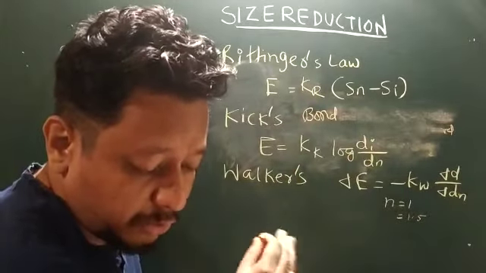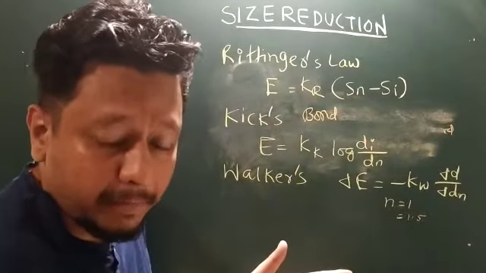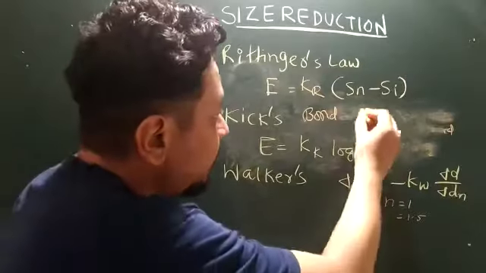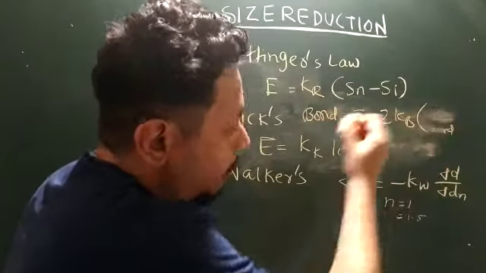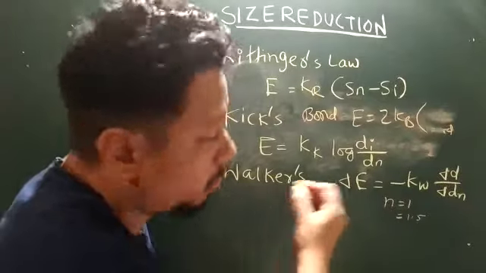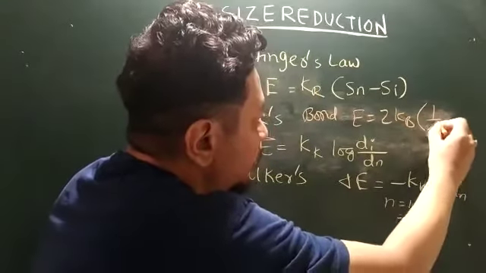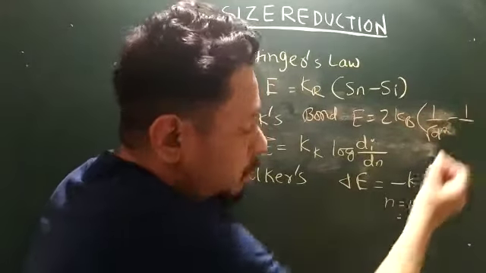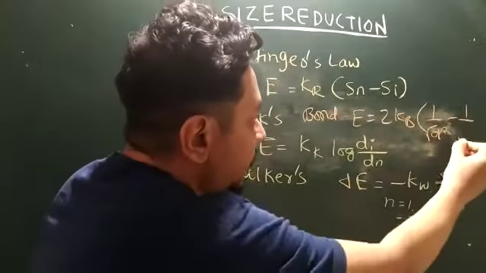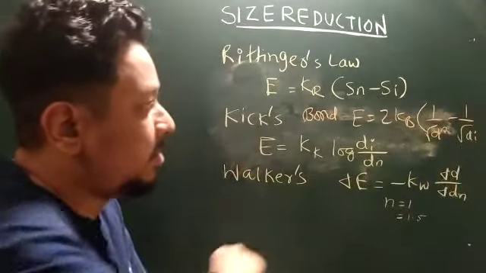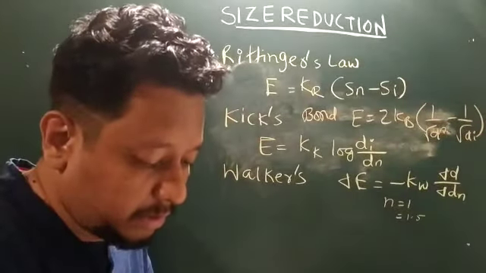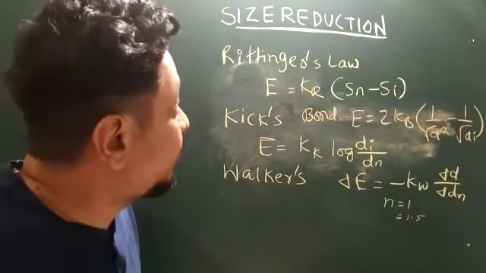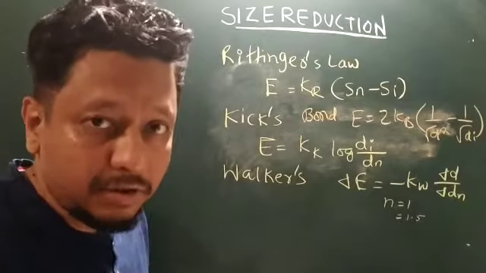What is that? Bond's theory is useful for the rough milling process. That is, energy is equal to 2 kb into 1 upon root over dn minus 1 upon root over di, the final and the initial diameters. Now this is the principle involved in the size reduction process.